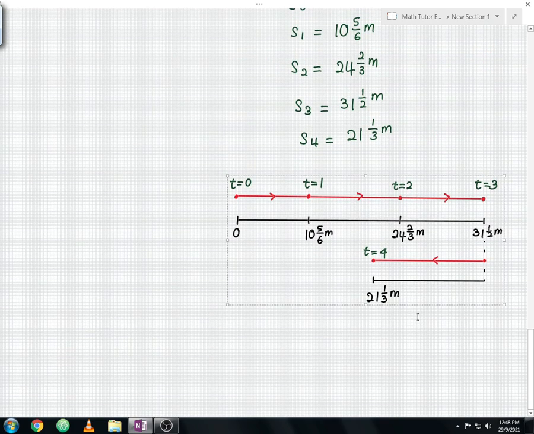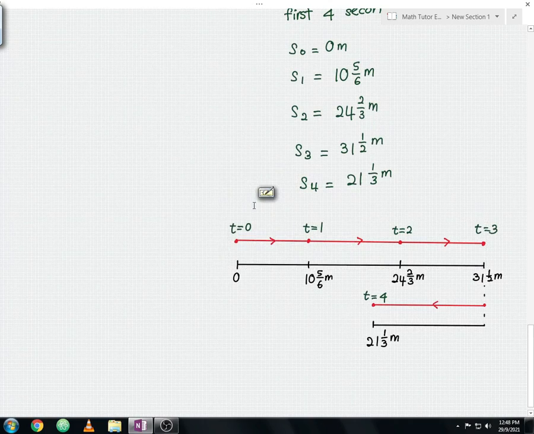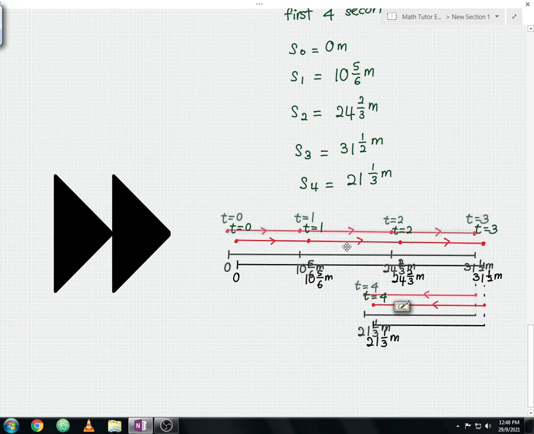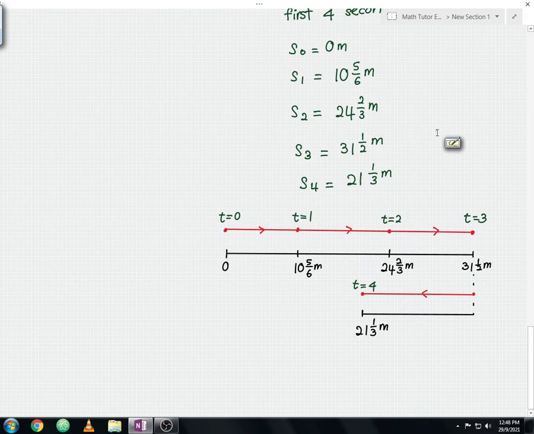Okay, so let me move it up. Okay, so this is the complete sketch of the motion diagram of the particle for the first 4 seconds respectively.